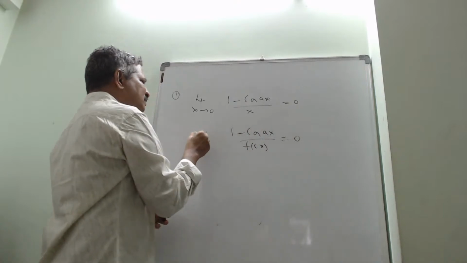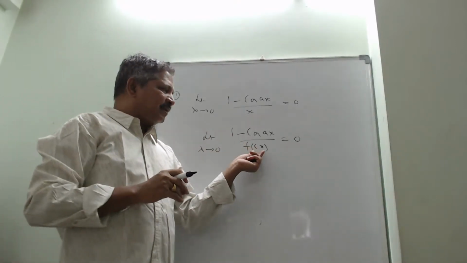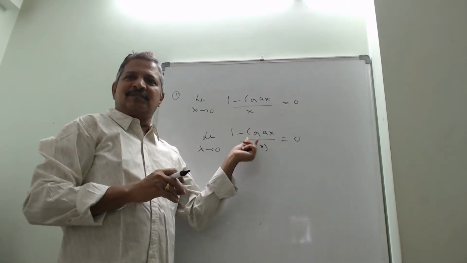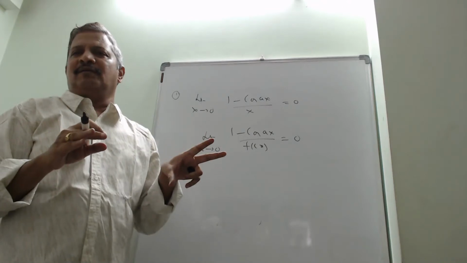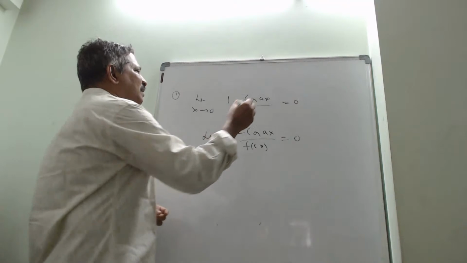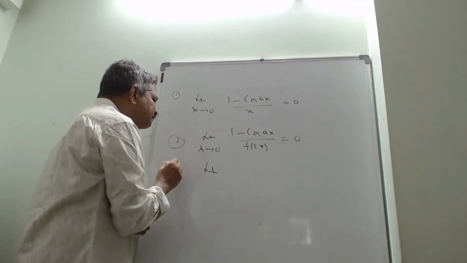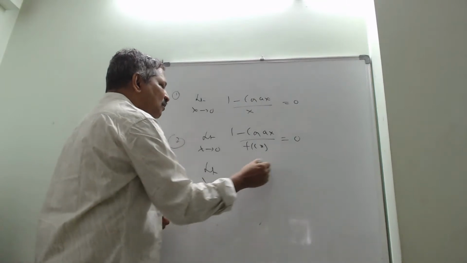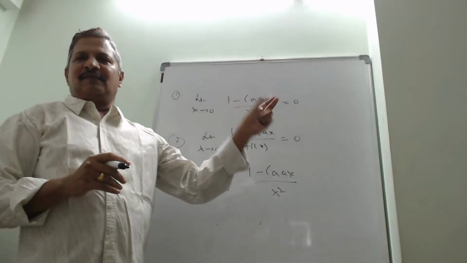What does f of cx mean? Just now I wrote a formula. It is nothing but maybe sin x, maybe tan x, maybe tanh inverse x, maybe sinh x, sinh inverse x. Anything you take, the answer will be 0. No need of doing. If it is the limit as x tends to 0 of (1 minus cos ax) by x square, then only this is defined.